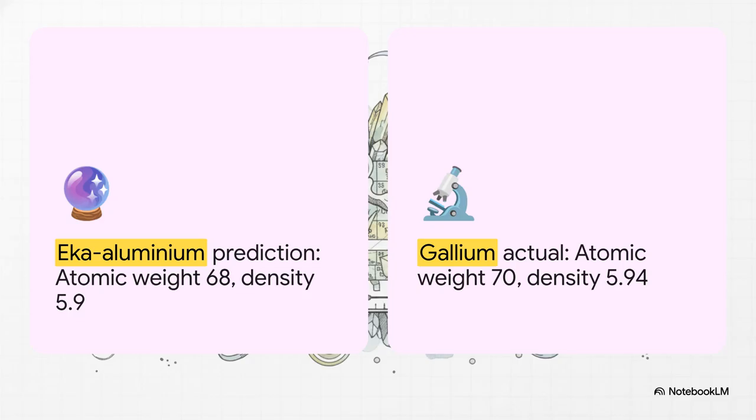He actually left a gap under aluminum for an element he dubbed Eka aluminum, and sure enough, years later, gallium was discovered. Its properties, like its density and atomic weight, were almost identical to Mendeleev's calculations. It was an absolute triumph of scientific prediction.